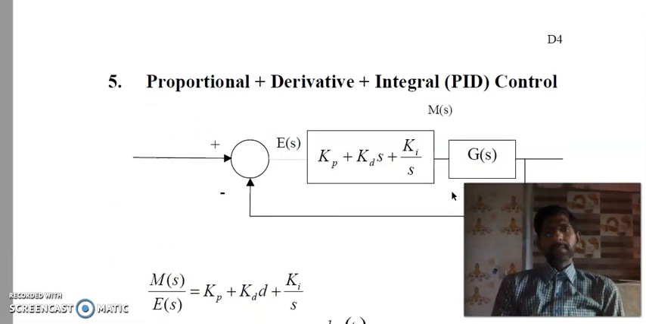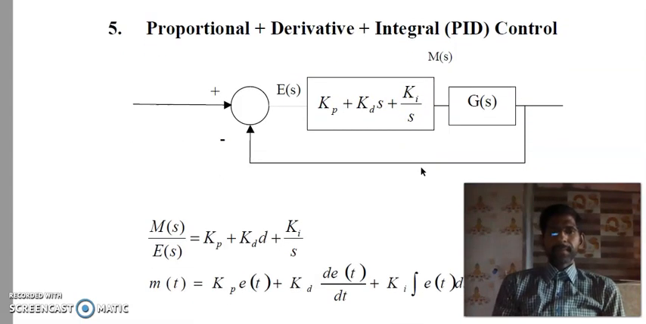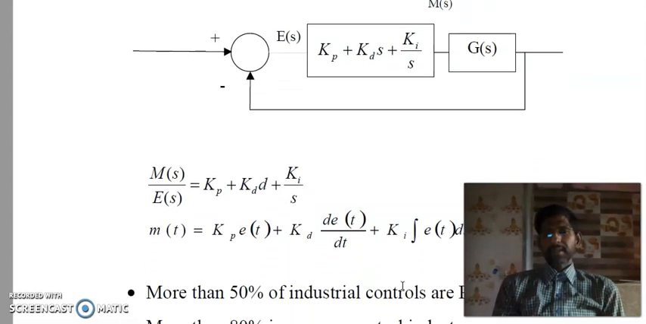The next one is the proportional plus derivative plus integral controller, that is the PID controller. Proportional means Kp, derivative means Kd S, integral means Ki by S. So this can be written as M of S divided by E of S equal to this. If you convert the S domain to the time domain, we will get Kp into E of t plus Kd into d by dt of E of t plus Ki integral E of t into dt.